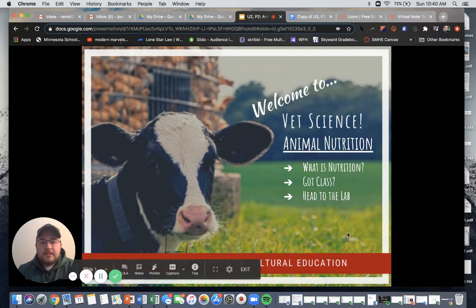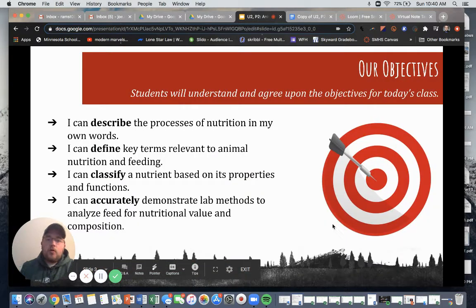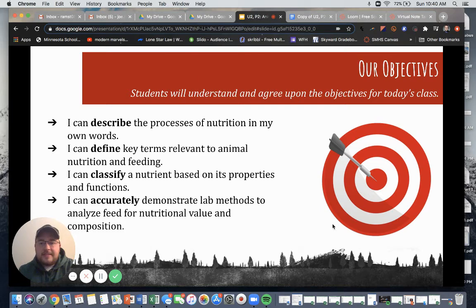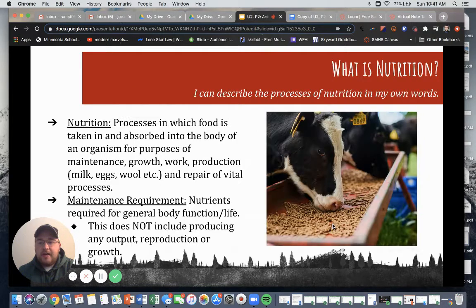So let's get started. Our objectives for these slides: I can describe the processes of nutrition in my own words. I can define key terms relevant to animal nutrition and feeding. I can classify a nutrient based on its properties and functions. I can accurately demonstrate lab methods to analyze feed for nutritional value and composition.